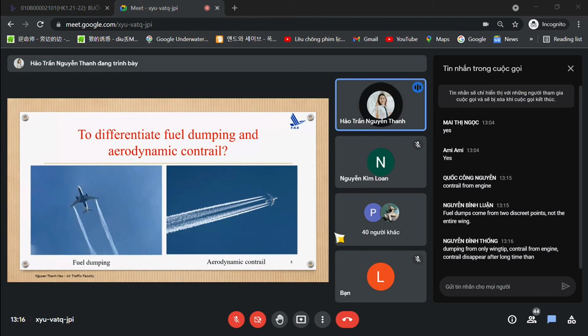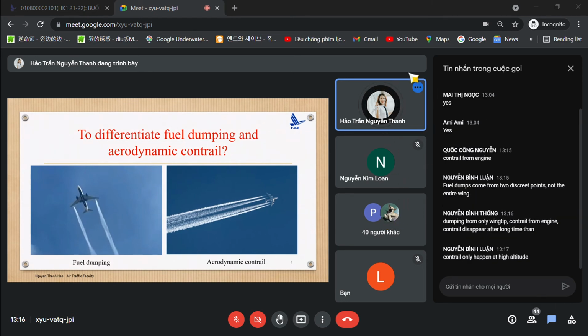Fuel dumping is so rare. It just happens in some emergency cases, and it can occur at any altitude. It rarely happens. Yes, you are right, Lut is right.